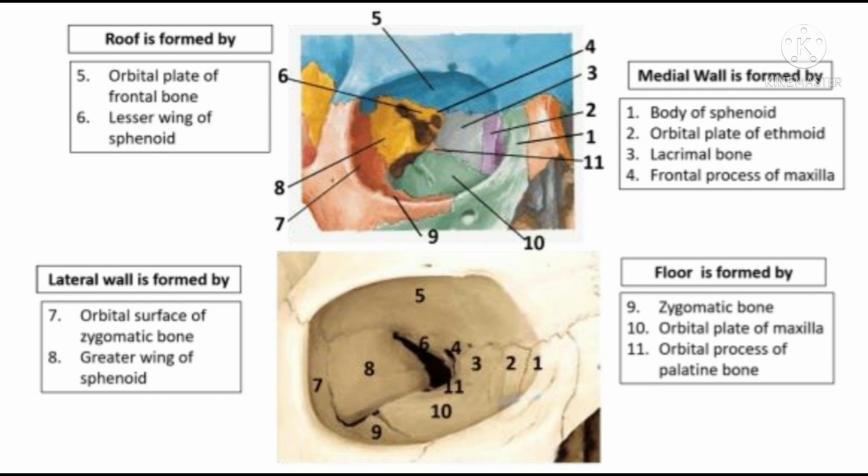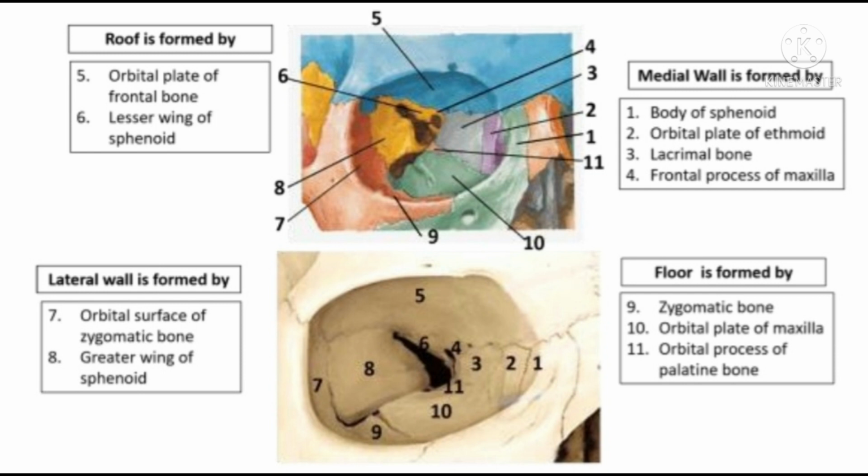First we will talk about the roof of the orbit, which is formed by the orbital plate of the frontal bone in the front and the lesser wing of the sphenoid behind. So the mnemonic for the roof is FS. 5 in the blue color represents the orbital plate of the frontal bone, and 6 here represents the lesser wing of the sphenoid.